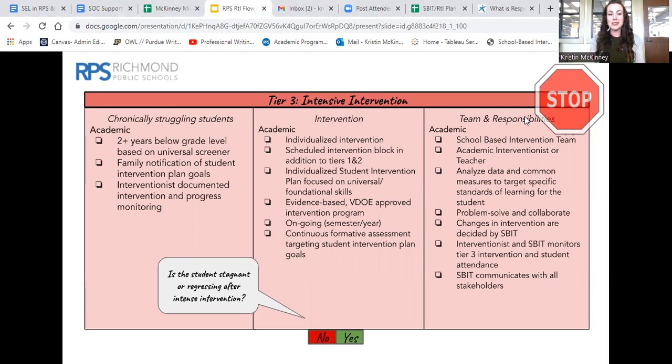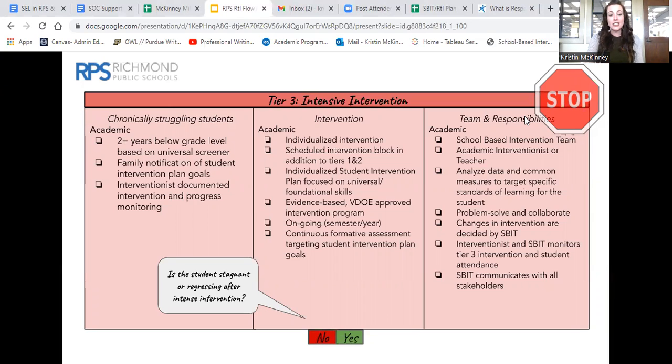But this is progress monitored and tracked monthly with a school-based intervention team to make sure that students are mastering these foundational skills. And it should be noted that a student receiving tier 3 intensive intervention is working on foundational concepts to grow their fluency in reading or math or behavior. And so these are not grade level standards that are being taught.